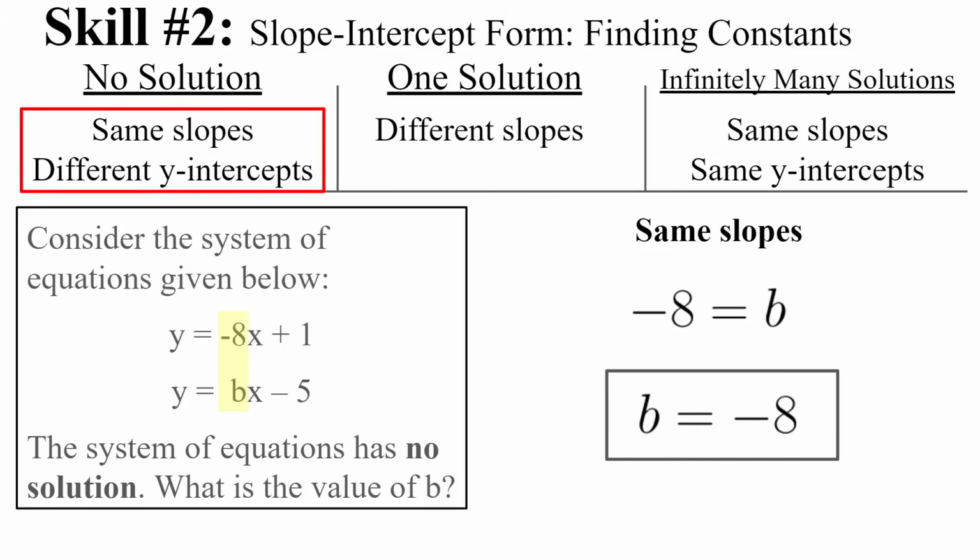We already have b by itself. We don't have to do anything. The answer is just -8.